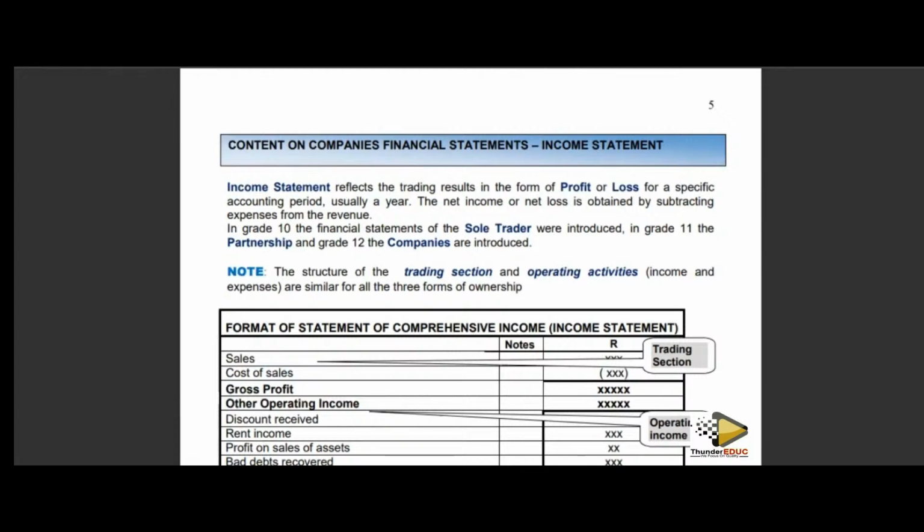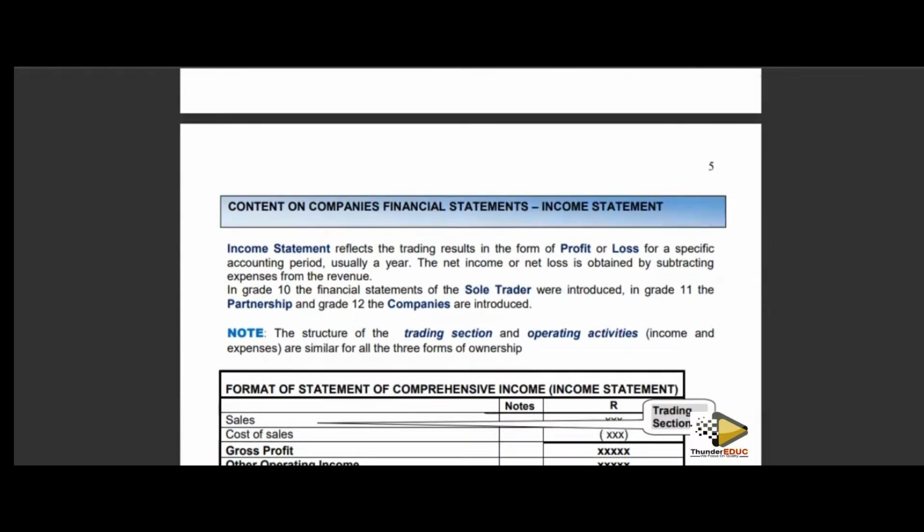Now, a company is a form of ownership which is required to publish its financial statements. Remember, public companies, by law or by the Companies Act, are supposed to publish their financial statements. Now, in grade 12, term 1, we start with companies' accounts. Some of the statements we prepare in grade 12 include the income statement.